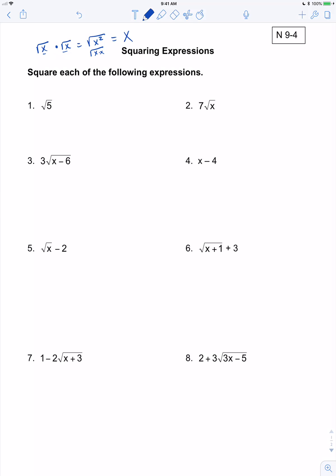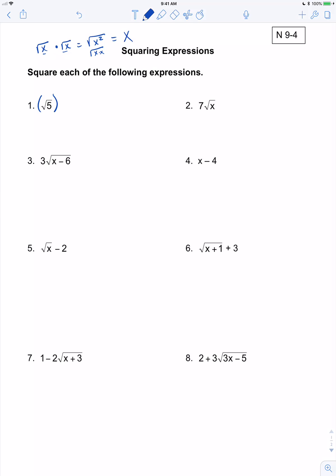So the squares and the square roots sort of cancel each other out, or they're opposite functions, so that's how you can get rid of a root, by taking it to that power. We're going to square every one of these expressions here and just get the hang of this.